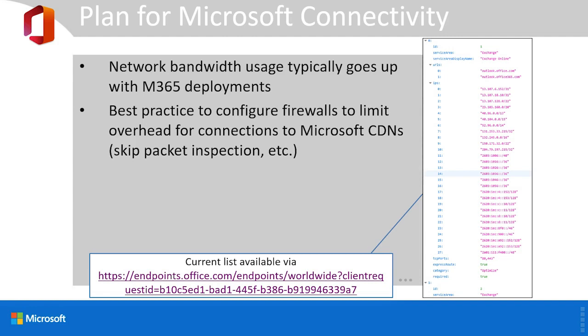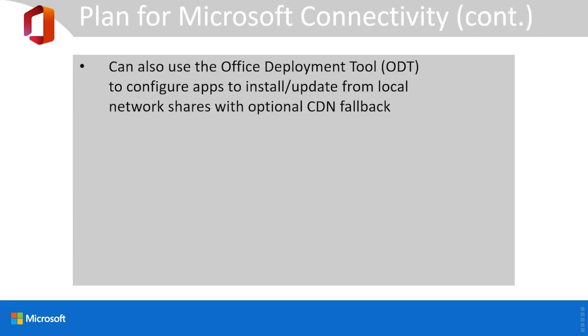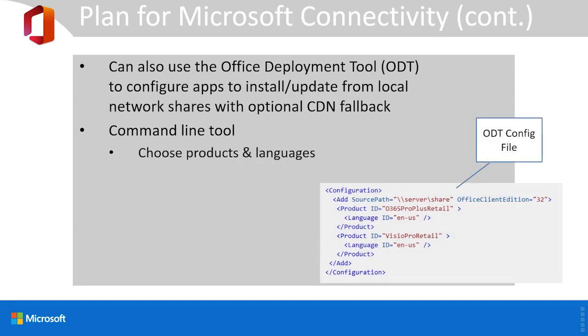The list is formatted as JSON data, making it easier for admins to develop automated solutions that get their data from this URL. The Office Deployment Tool, or ODT, can also help with connectivity management because it allows you to install or update the Office applications either from local network shares or from the Microsoft CDN. The ODT is a command line tool that gives you finer-grained, scriptable control over your Office installations. You can use a config file like the one you see here to control things like the products that are installed and the languages in which they are installed, and what the update strategy will be, and all of this can be done silently if desired so the users remain unaware of the installation.